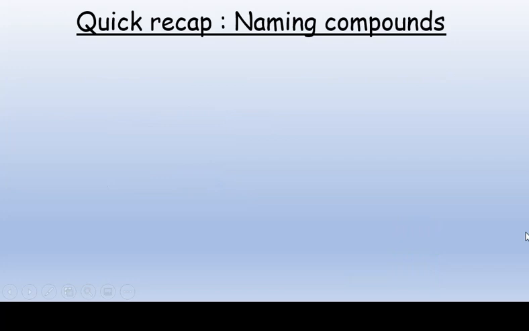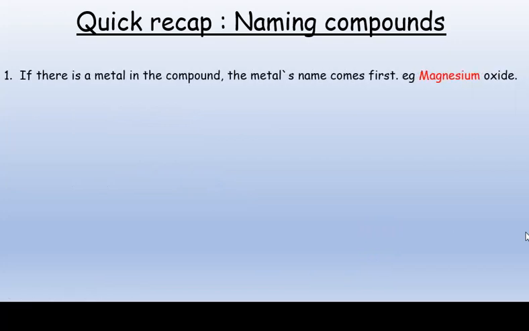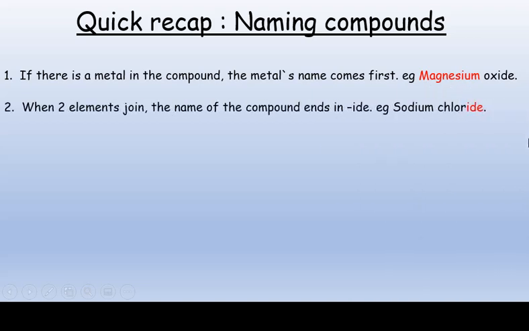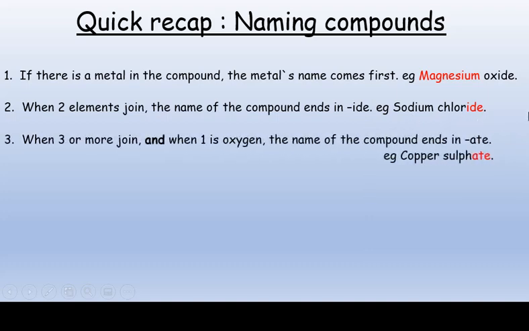Okay, let's recap naming of compounds. Remember there are three rules. Rule 1. If you've got a metal in the compound, then the metal's name has to come first. So magnesium oxide, the magnesium comes first. Rule 2. If you've got two elements joined, the name of the compound ends with ide, I-D-E, sodium chloride. And rule 3.